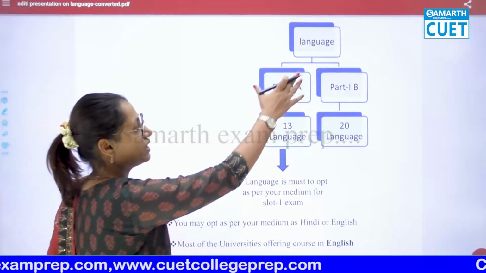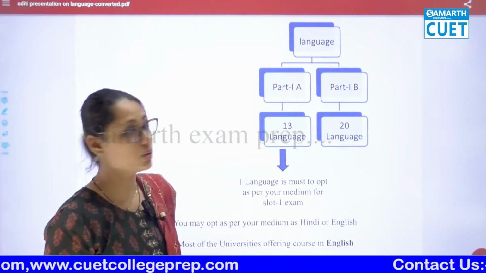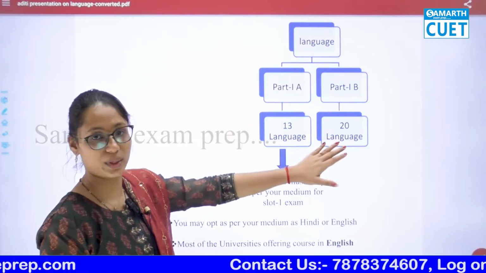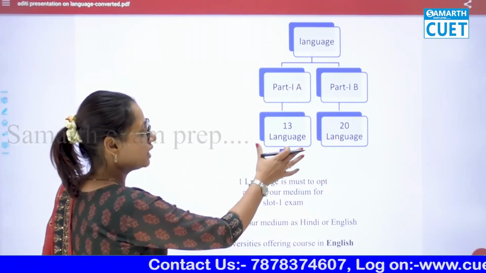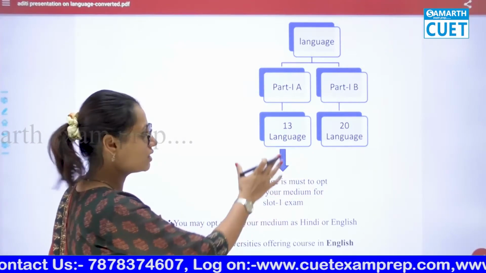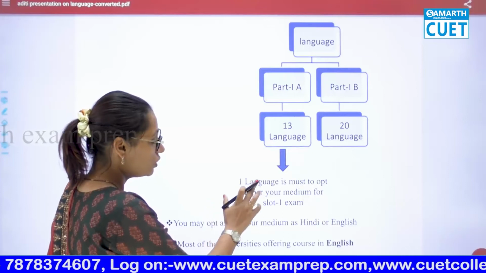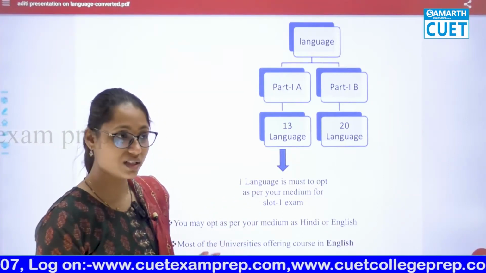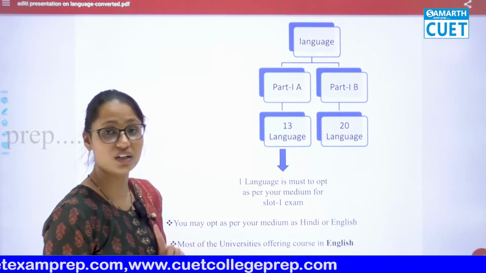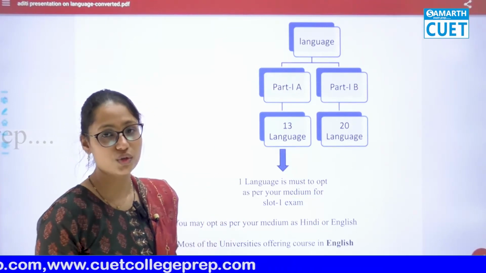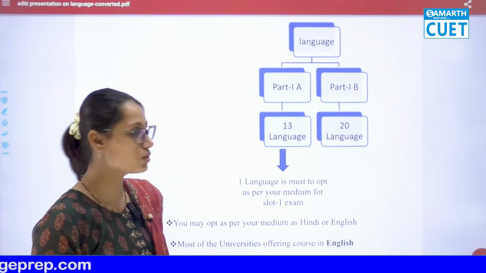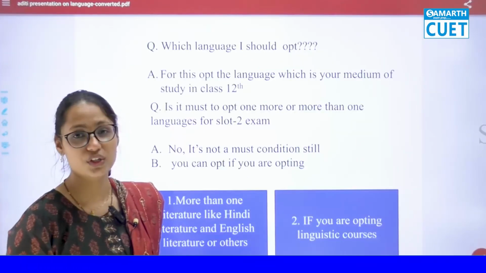Now let's discuss how languages are going to work out. Part 1A has 13 languages and part 1B has 20 languages. Out of these 13 languages, we have English as an option here. For the slot 1 exam, it is compulsory for students to opt for any one of the languages. How you should opt, and any doubts you have about that language, we are going to sort out. Friends, let's move to your doubts.